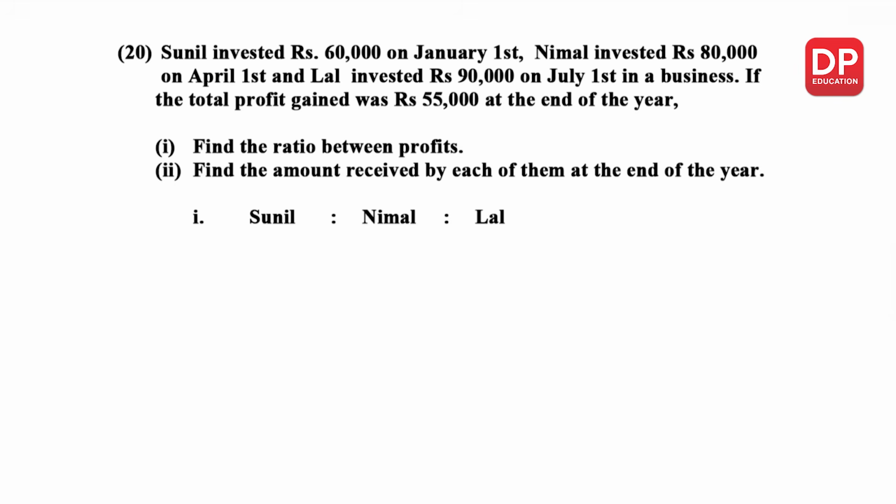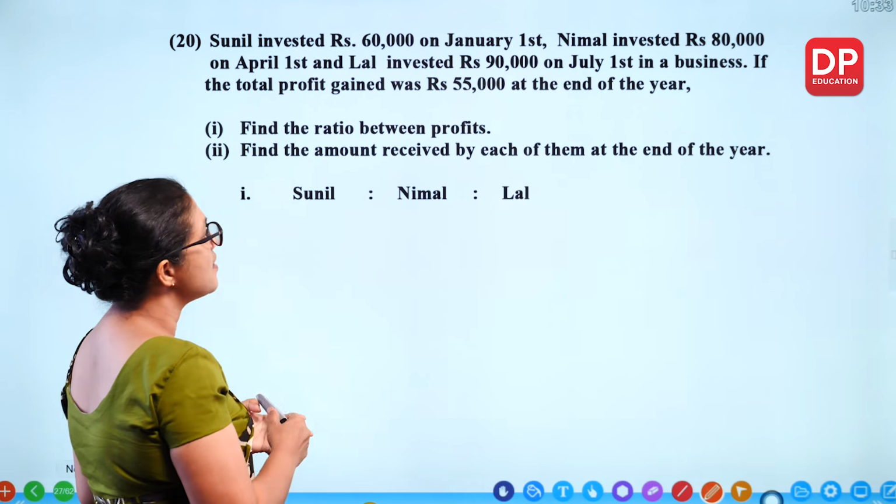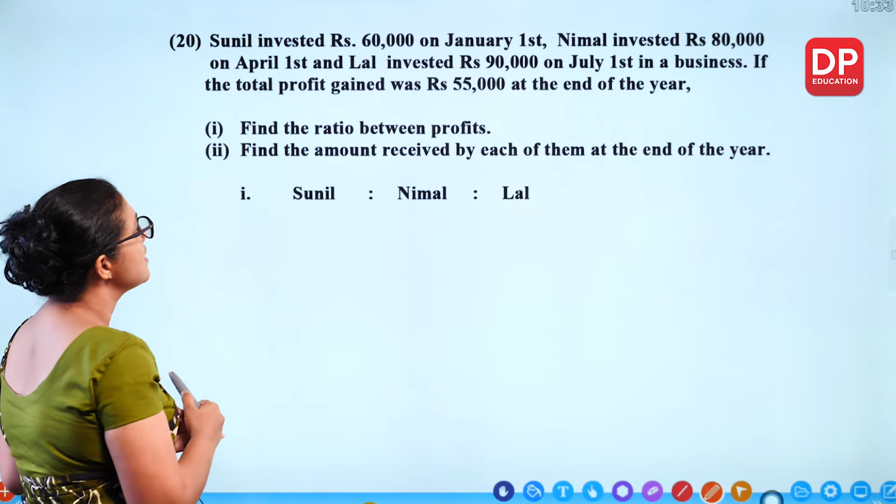Look at this question. Sunil invested 60,000 on January 1st. Nimal invested 80,000 on April 1st. And Lal invested 90,000 on July 1st in a business. If the total profit gain was 55,000 at the end of the year, find the ratio between profits. So you have to consider invested amount as well as time.